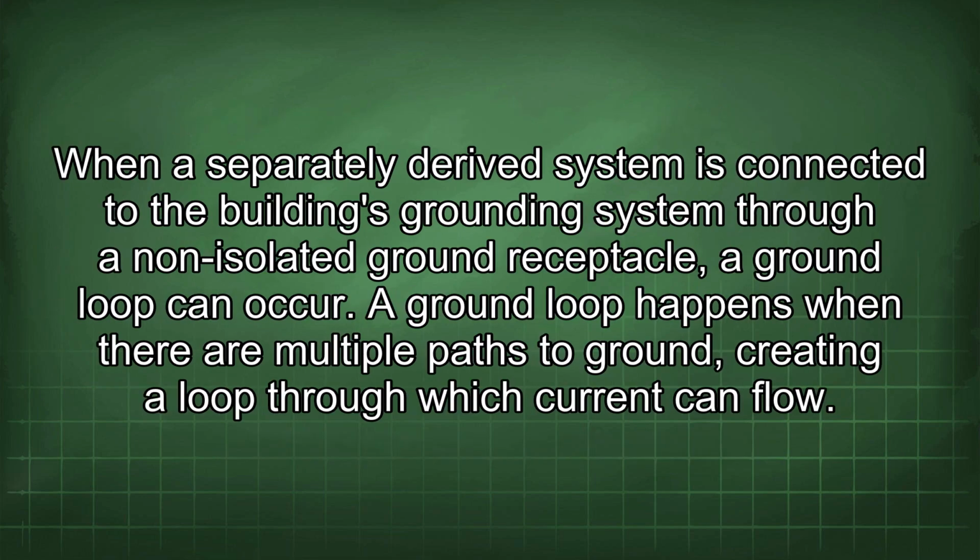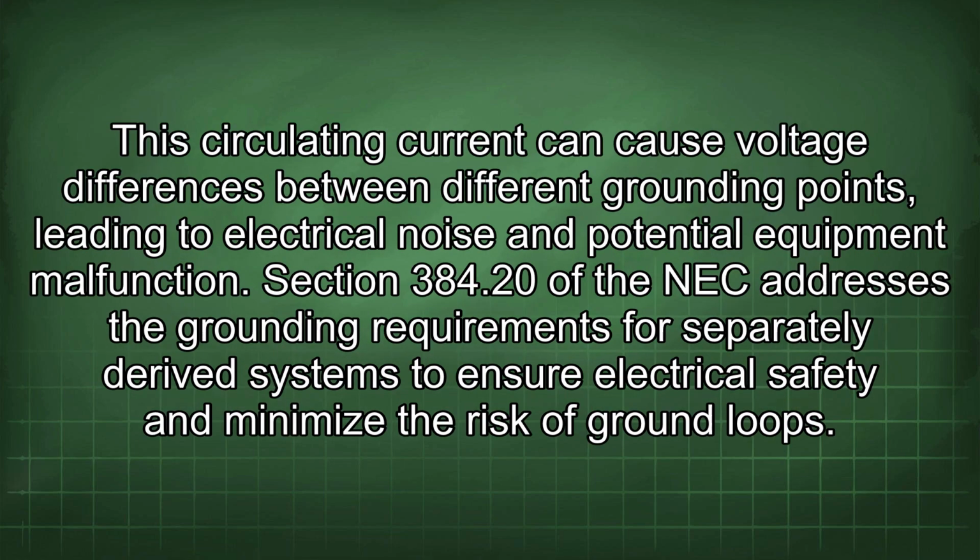When a separately derived system is connected to the building's grounding system through a non-isolated ground receptacle, a ground loop can occur. A ground loop happens when there are multiple paths to ground, creating a loop through which current can flow. This circulating current can cause voltage differences between different grounding points, leading to electrical noise and potential equipment malfunction.